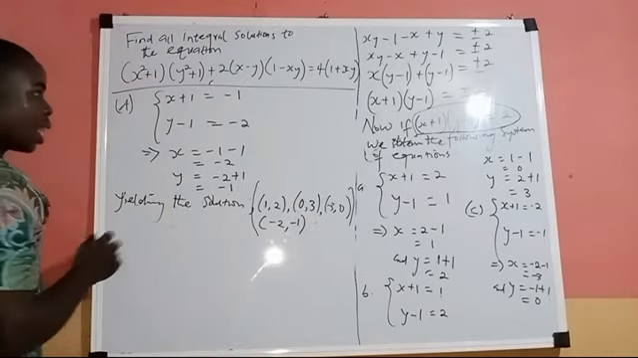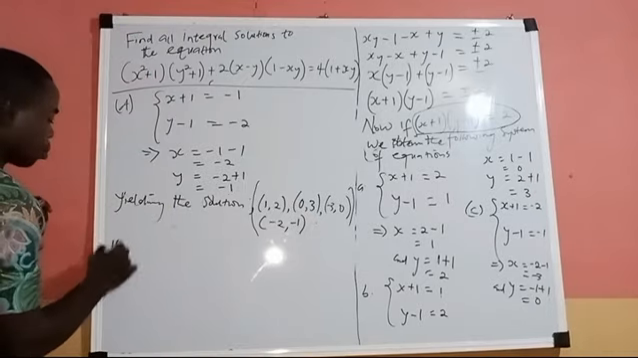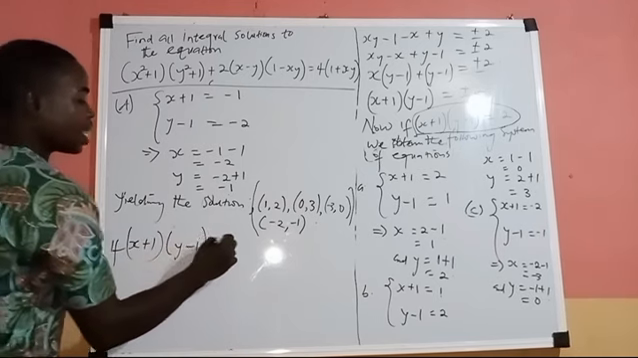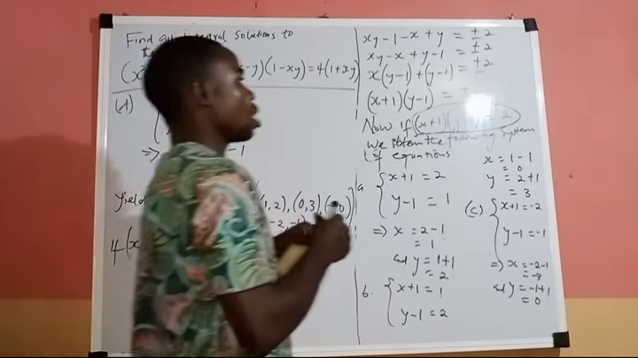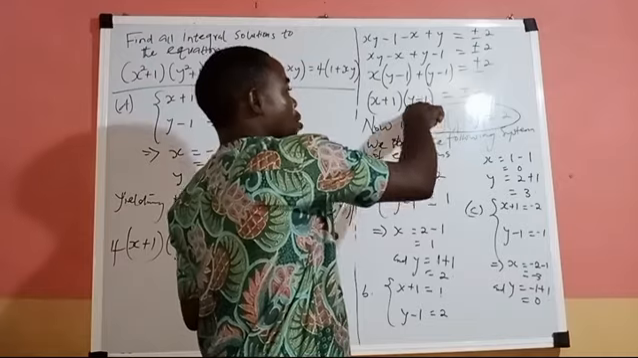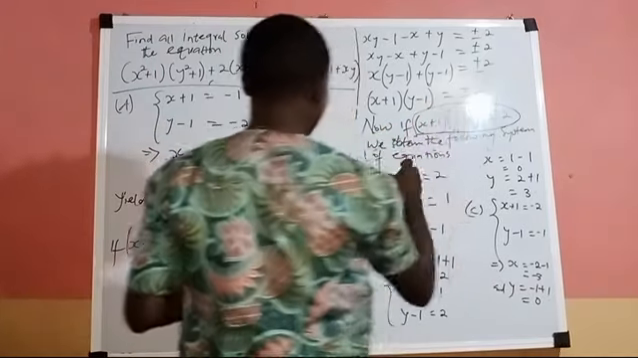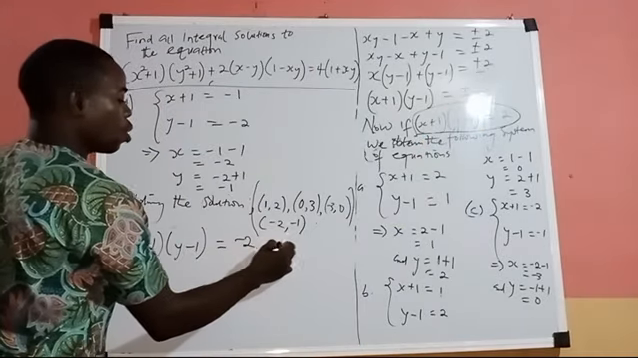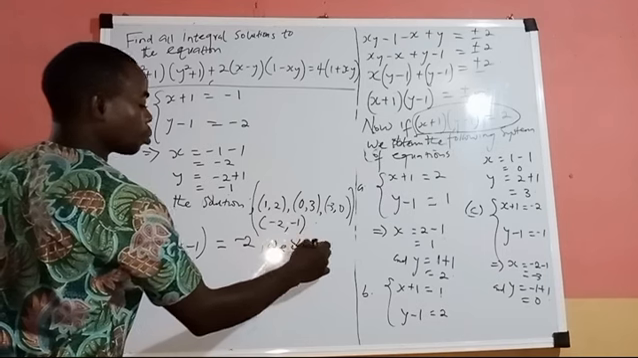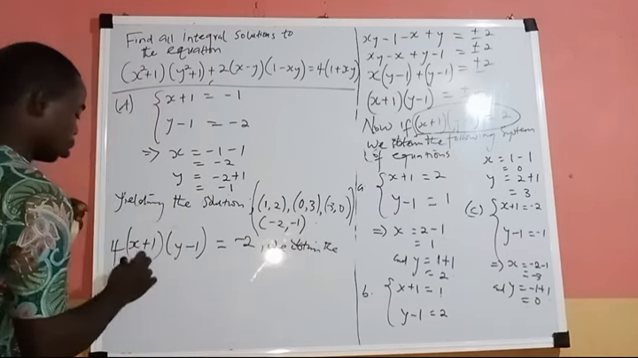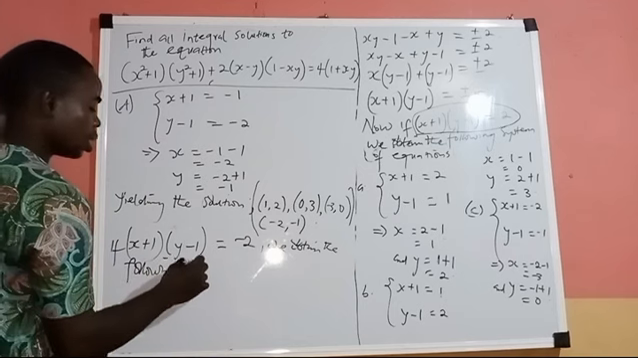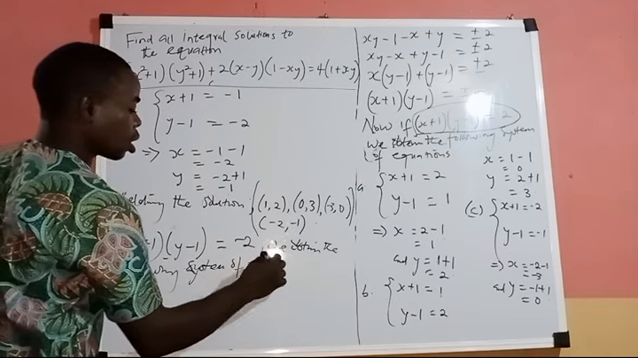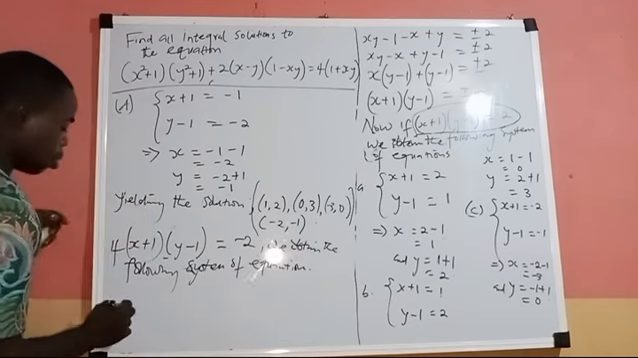Now, on the other hand, secondly, if (x + 1)(y - 1) is equal to -2. Don't forget what we had here was that (x + 1)(y - 1) is equal to plus or minus 2. So we've considered the case of positive 2. Now, for us to consider the case of -2, we are going to obtain the following system of equations. Okay, so let's just go.